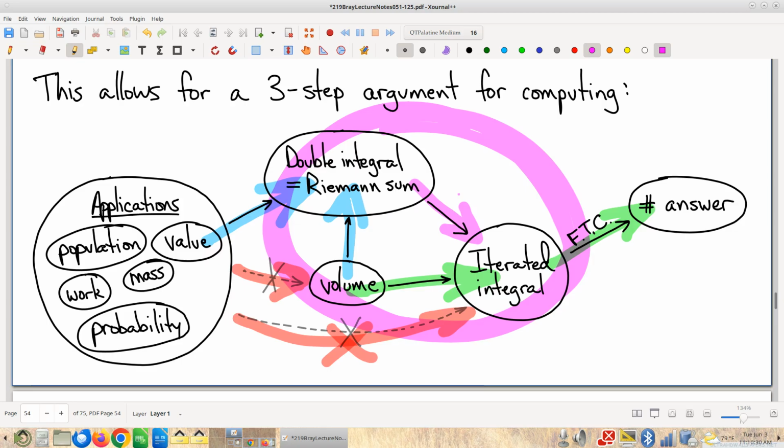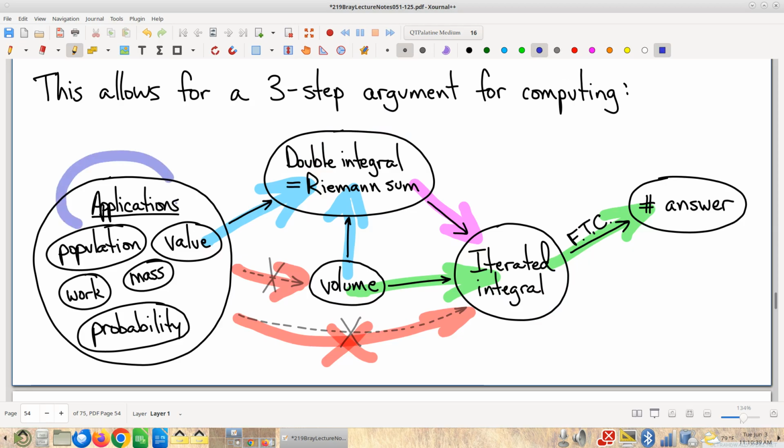And now we have a computational strategy that will allow me to compute tons and tons of applications. And that big picture strategy is, whatever your application is, write it as a double integral, rewrite that as an iterated integral, and then plug and chug.